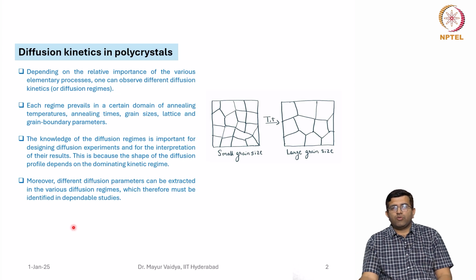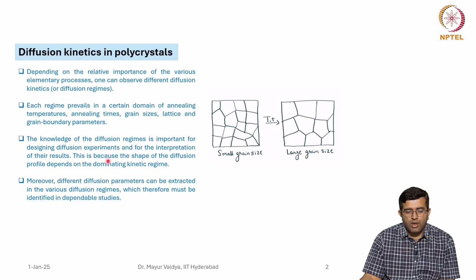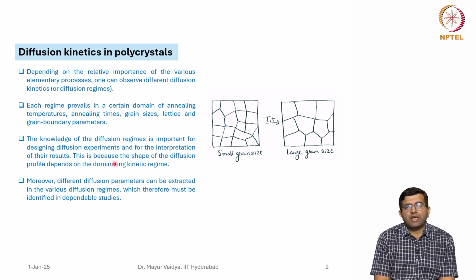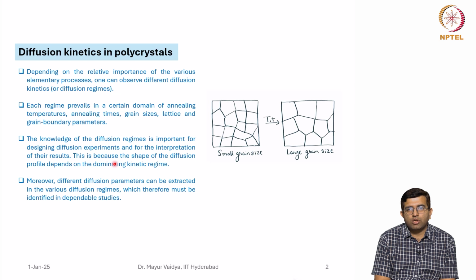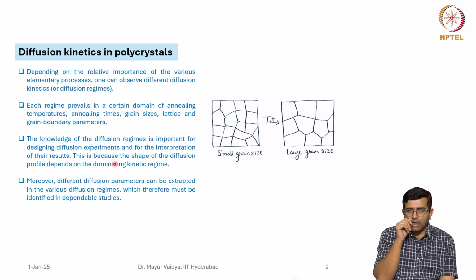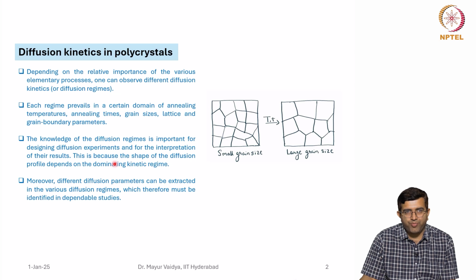This knowledge of diffusion regimes is also important for designing diffusion experiments and for interpreting their results, because the shape of the diffusion profile depends upon the dominating kinetic regime. The diffusion parameters that can be extracted in different diffusion regimes are different, and therefore the regime must be identified in reliable studies. This will become clearer when I introduce what these kinetic regimes actually are.